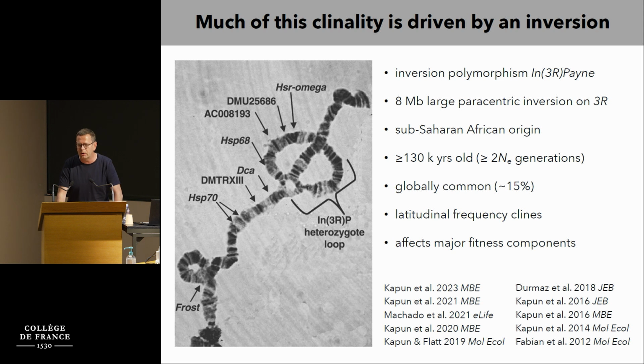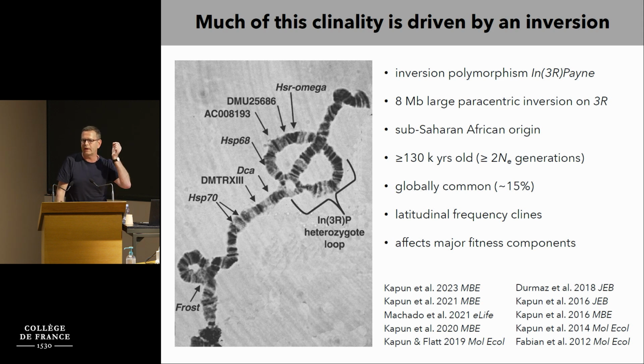Now, in our previous work, we have found that much of this clinal behavior, both genetically and phenotypically, is actually driven or underpinned by a large chromosomal inversion, which is called In(3R)Payne. Here, you see it on this polytene cytological preparation in terms of this heterozygote loop in the heterokaryotype. And so this is a large inversion. It's about 8 megabases large. It's paracentric, and it sits on the right arm of the 3rd chromosome. So this inversion encompasses something like 1,200 genes.